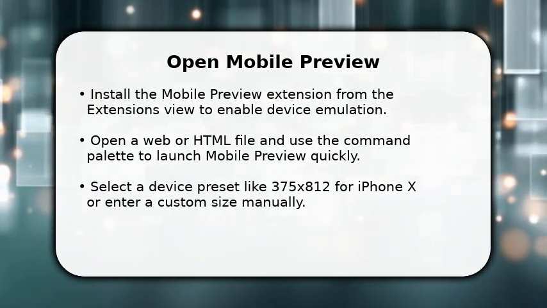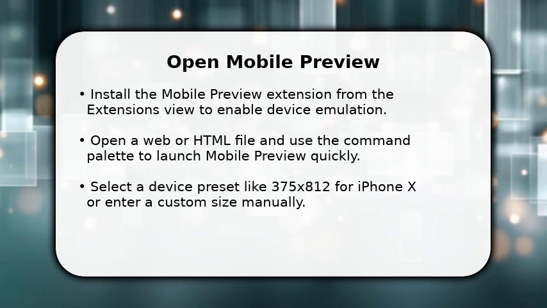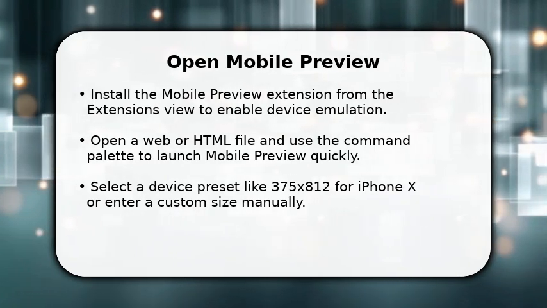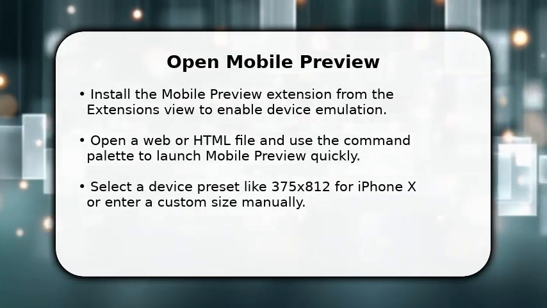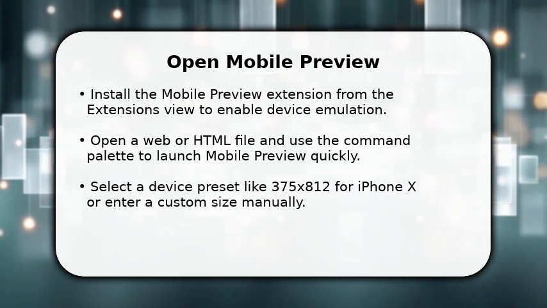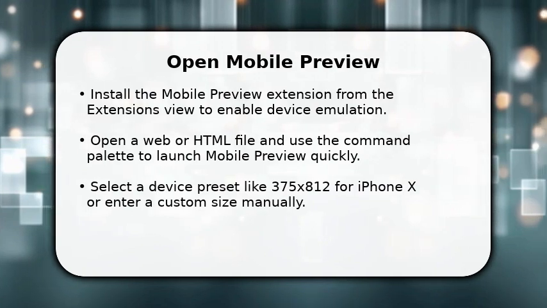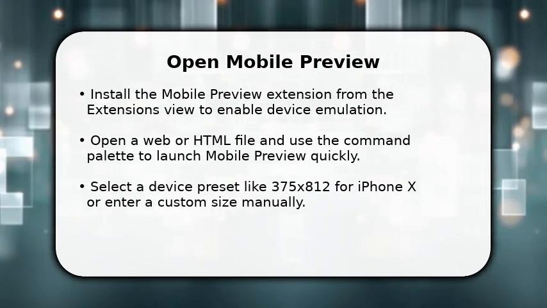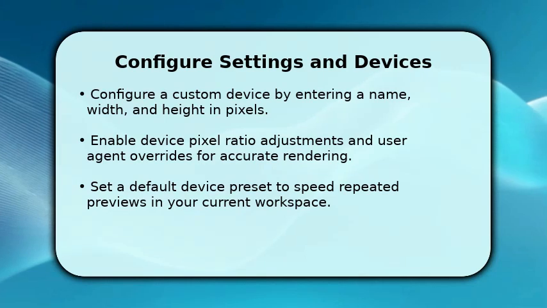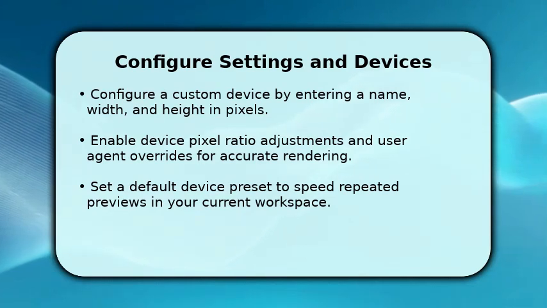Use the command palette and type Mobile Preview to launch the emulator, or click the extension icon in the activity bar. Select a device preset like 375x812 for iPhone X, or enter a custom size manually for precise testing. Configure custom devices in the extension settings to match your target screens and resolutions.